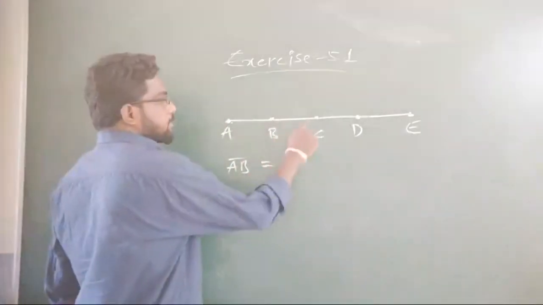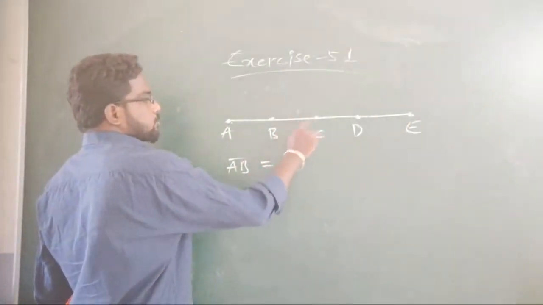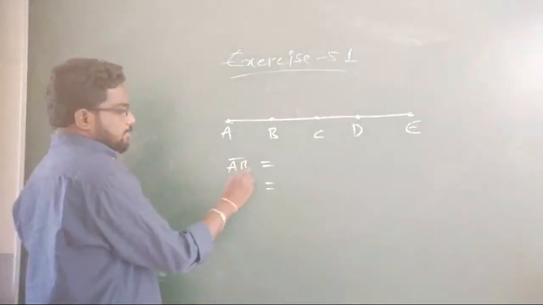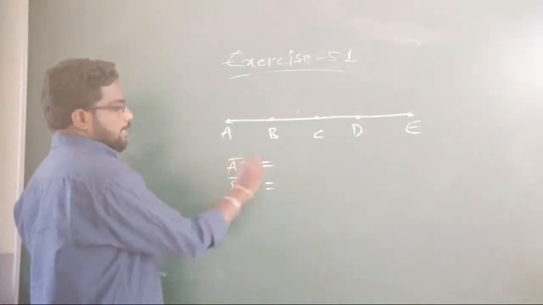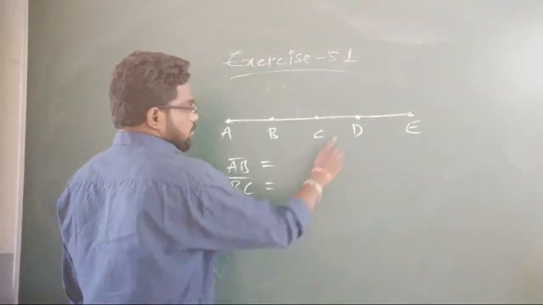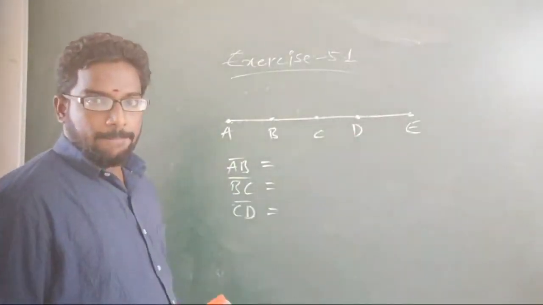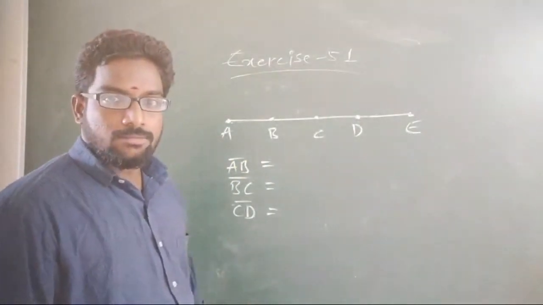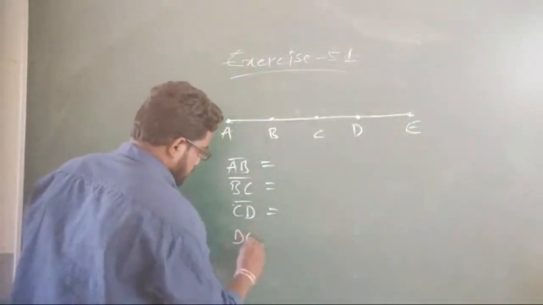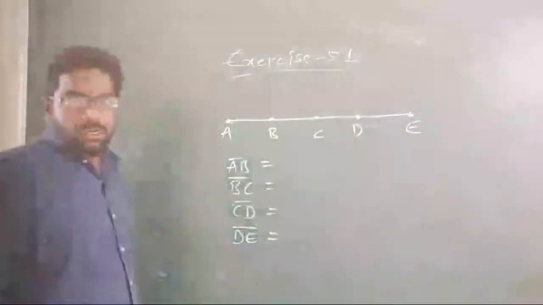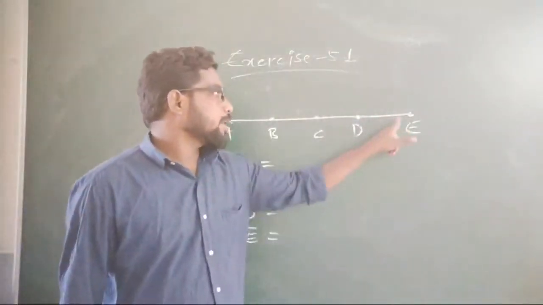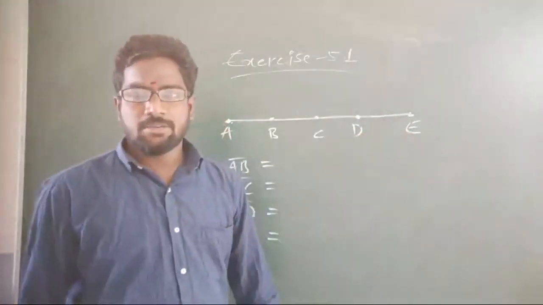Next, BC. See, this line has two endpoints, B and C. So BC is a line segment. We have to write the line segment like this. After writing AB, you have to draw a line like this. Next, CD. CD also a line segment. Okay? Next, DE. These are all the line segments. DE also a line segment because D and E are the endpoints of this line. So DE also a line segment.